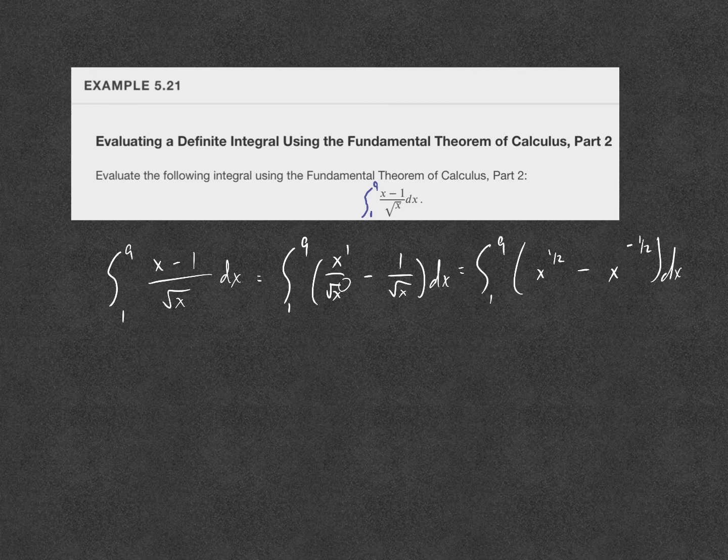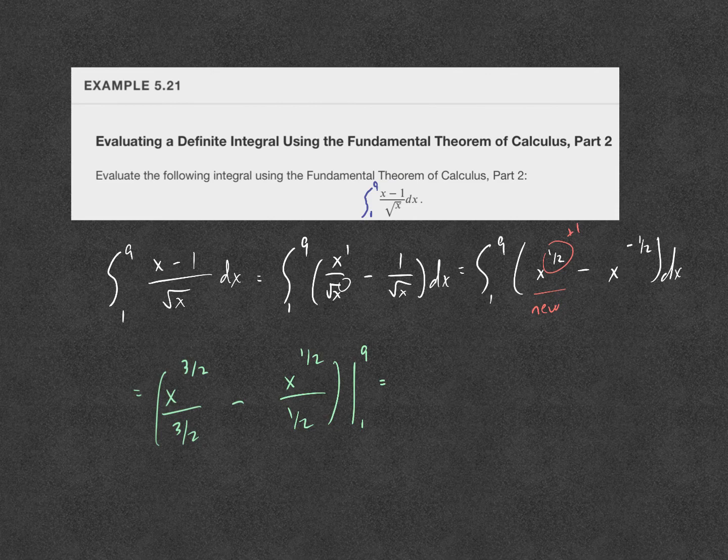I've got x raised to an exponent. Okay, so the power rule for antiderivatives. We add 1 to the exponent, divide by the new exponent. So this first term becomes x to the 3/2 over 3/2 minus x to the negative 1/2 plus 1 is positive 1/2 over 1/2. That goes in parentheses, vertical line 1 to 9. So that function evaluated from 1 to 9.